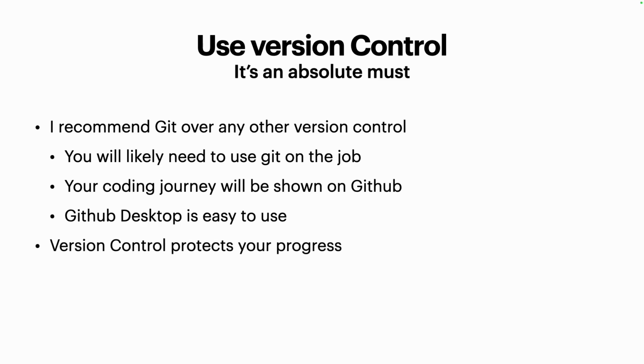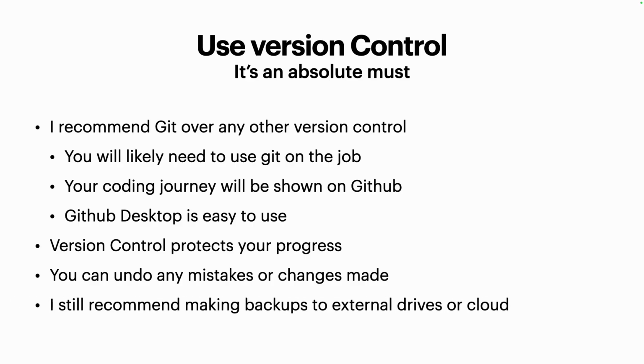Version control protects your progress. Obviously, if you delete all your files, you can undo it. You can undo any mistakes or changes made. You can have branches and stuff, and you have a lot of customizability over that. And I still recommend using backups to external drives or cloud. Don't rely on Git for everything.